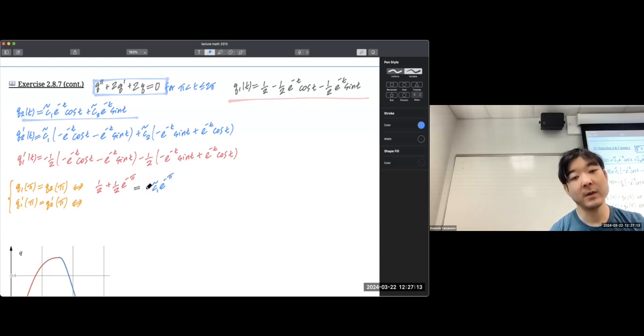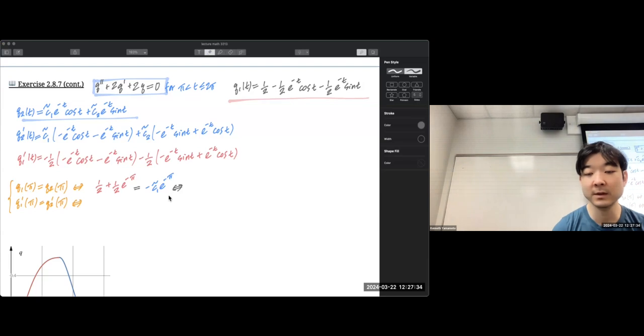Cosine of that. So that's why there's a negative in the front, because cosine of pi is negative. This is going to vanish because sine of pi is 0. So we have this. Let's just solve for C1 tilde, because this equation only has C1 tilde, there's no C2 tilde, so you should be able to solve for C1 tilde.